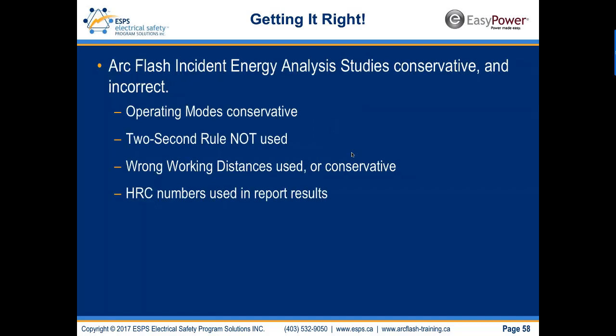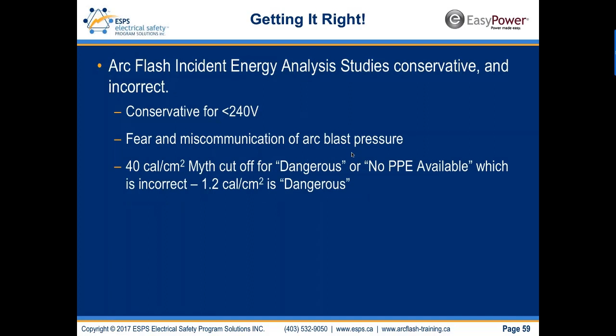On the incident energy analysis studies, forgive me for being critical, but I'm seeing some studies with conservative operating modes, the 2-second guideline or rules not being used, and the wrong working distance used. 18 inches is used for high voltage, which is very conservative. The hazard risk category numbers are used in the reports against the results to provide guidance on PPE when they technically never should have been used. So we've got some issues with conservative interpretation of less than 240 volts still.